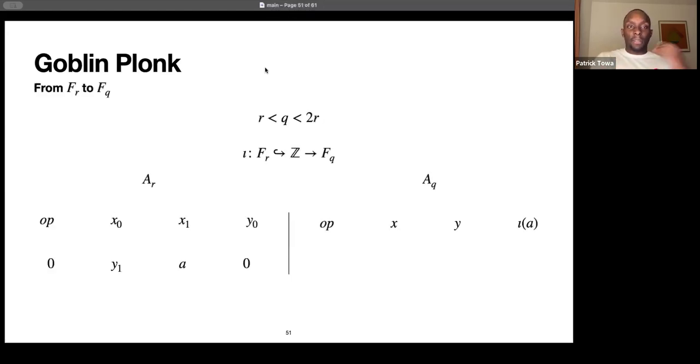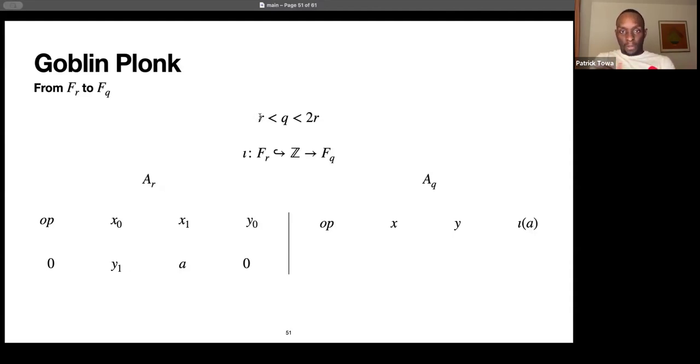So now, okay, I have my record of operations. I said I want to prove them natively in FQ. Now I'm going to show you how you can go from a record of operations in FR and put them into FQ, and then you're going to see how they prove them natively at the end. So we need to make sure that this translation is done correctly.